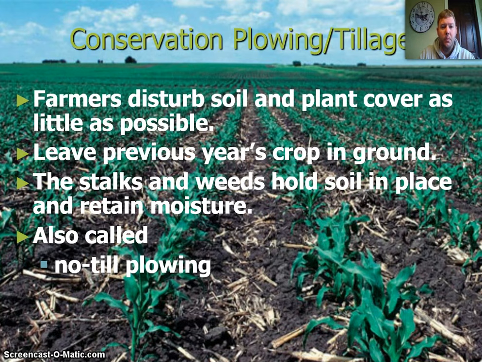Farmers disturb the soil and plant cover as little as possible. So what they do is they leave last year's crop in the ground. So let's say they had corn last year, they harvest the corn and they leave it all on the field and they plant something else in it. The stalks and the weeds will now hold the soil in place and retain all that moisture.